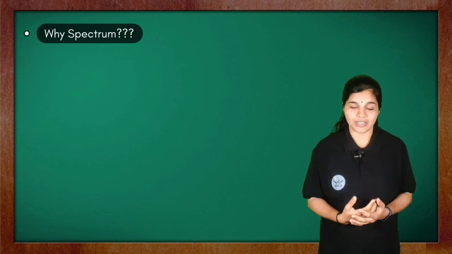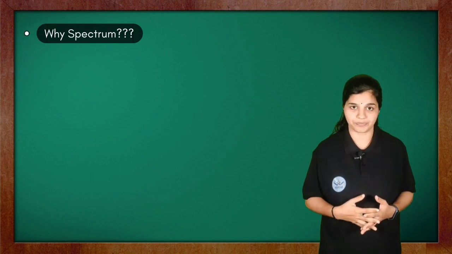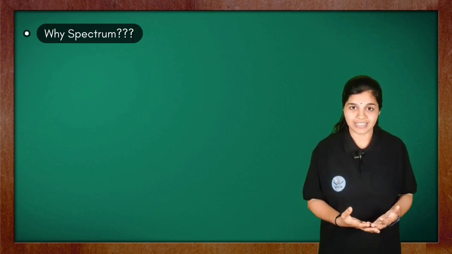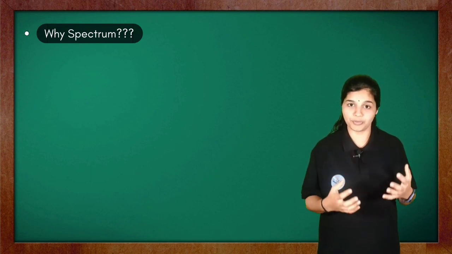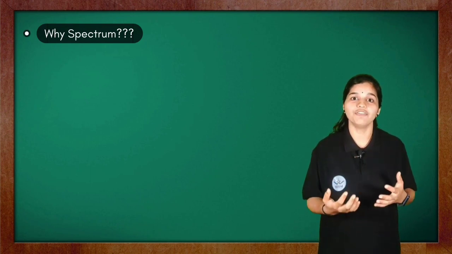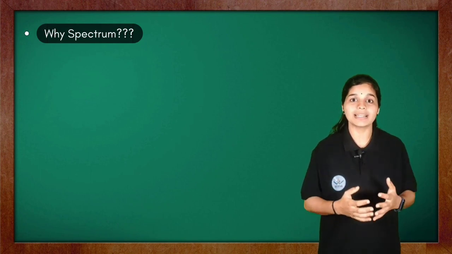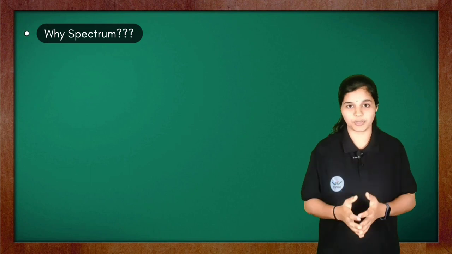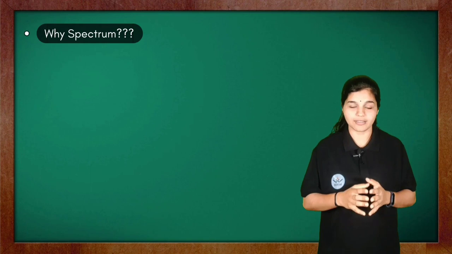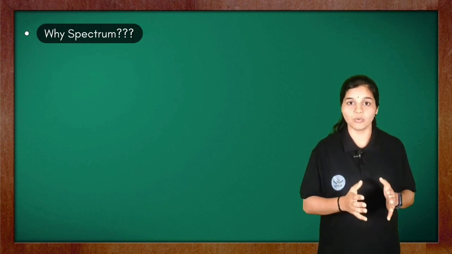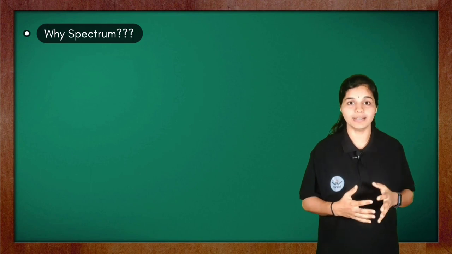Now the question is, why do we need to study the emission spectra of an atom? The answer is, for identifying each individual human being, we have fingerprints using which we can identify people. Similarly, for an atom, there are its atomic spectra. Each characteristic line of the atomic spectra is unique for an atom. So atomic spectra is used to identify a chemical species.